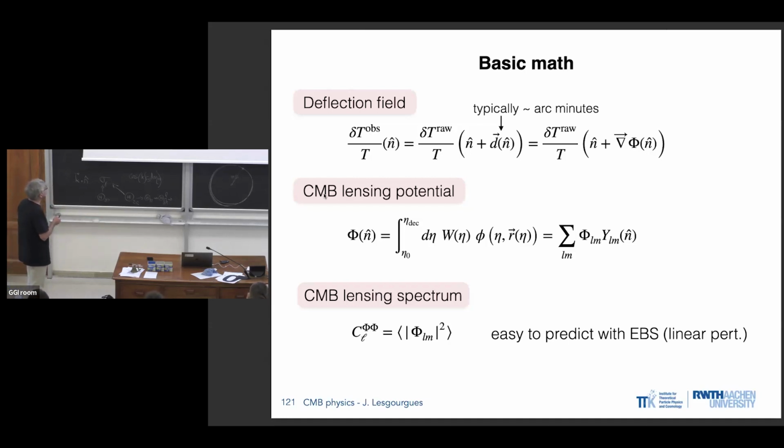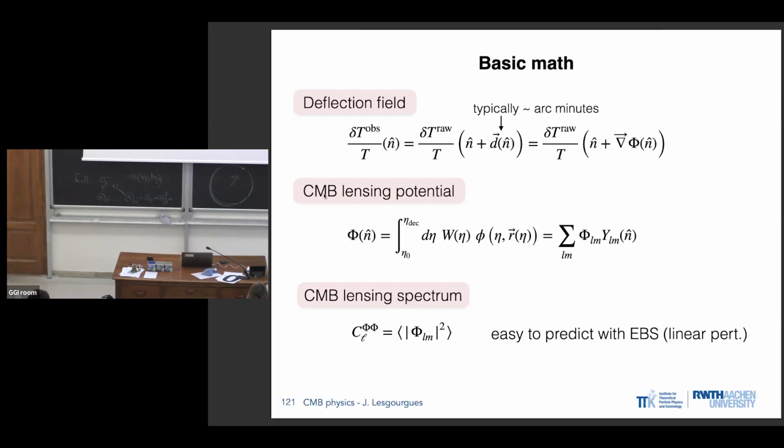I already use the letter small phi for the metric fluctuation, so I use a big phi for the CMB lensing potential. But in most articles focused on lensing, it would be the opposite. They would use a small phi for the lensing potential and the big phi for the metric perturbation.